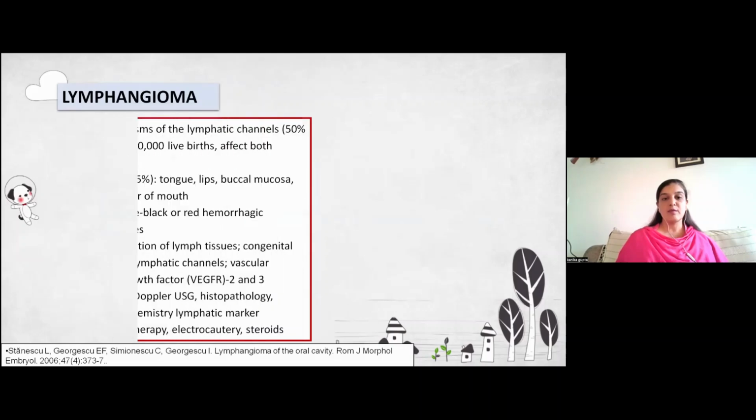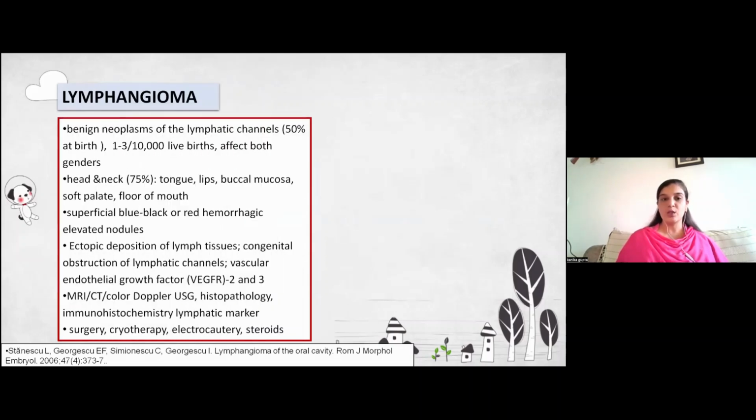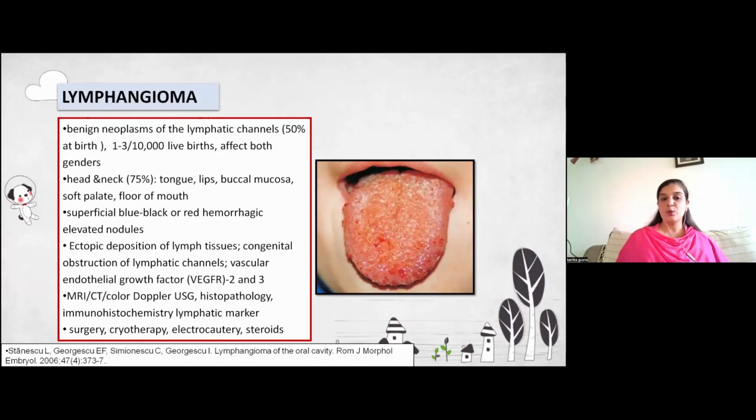Next one is the lymphangioma. Lymphangiomas are again benign neoplasms of lymphatic channels. These occur in 1 to 3 cases out of 10,000 live births of neonates. They affect both genders. Commonly, 75% of the cases happen in the head and neck, involving the tongue, lips, buccal mucosa, soft palate, or floor of the mouth. They could appear as superficial bluish black or red hemorrhagic elevated nodules, and ectopic deposition of lymph tissue is commonly seen. Identification could be histopathological, and then color Doppler USG, MRI and CT scan can be done. The treatment involves steroids, electrocautery, cryotherapy, and surgery.